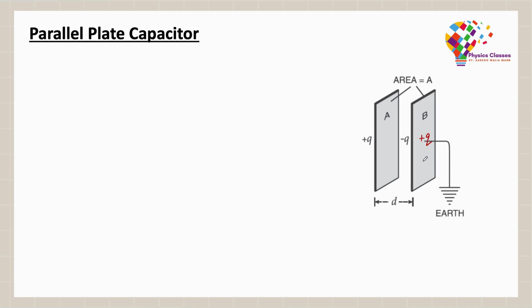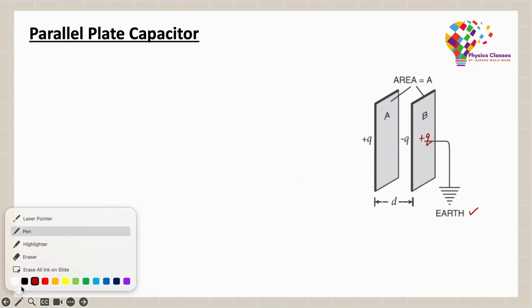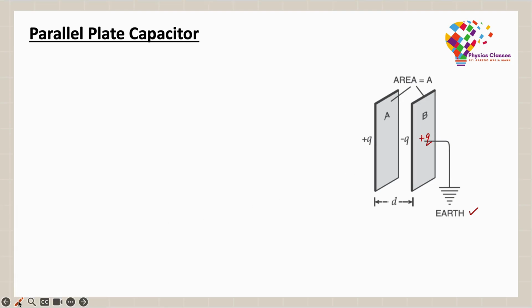But then this plate B's right side has been earthed. Now because it has been earthed, the electrons will come and neutralize this plus Q charge, and hence the right side will no longer have any charge. And in turn, this negative Q charge will spread out on the whole plate B. So in other terms, my plate A is positively charged and plate B is negatively charged. Because of this charge, there would be some electric field existing between these two plates.